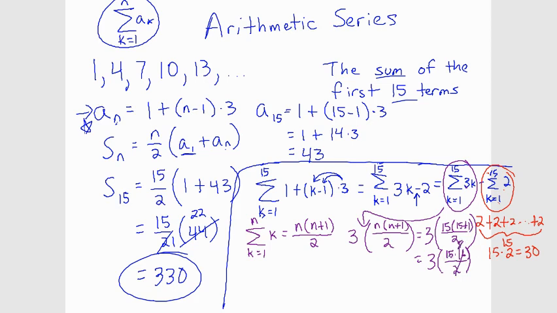I know 15 times 8 is 120. Okay, so 120 times 3. I don't know why I wrote it the other way, but that's okay. And then 120 times 3 is 360. And then back to the original problem, we do 360 minus 30 equals 330. Voila.